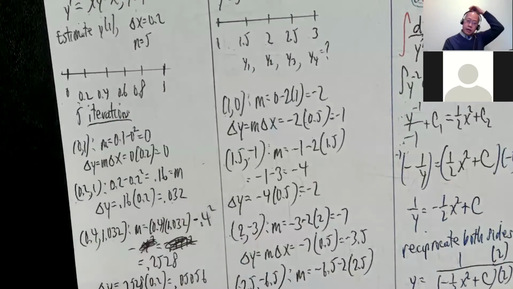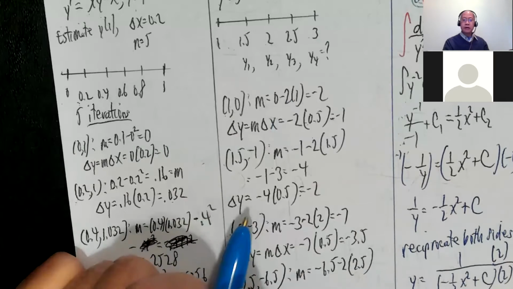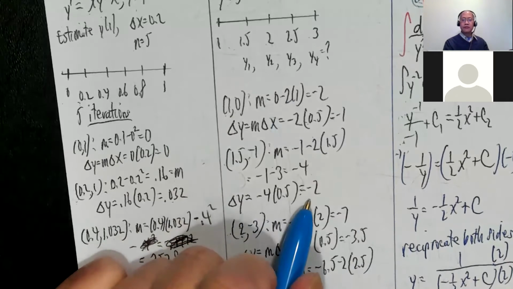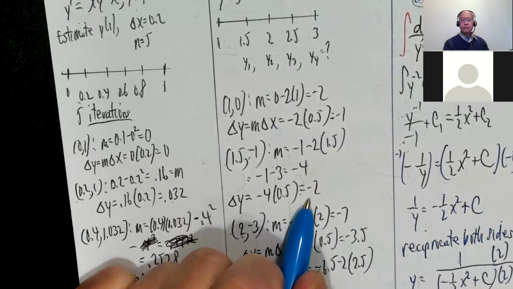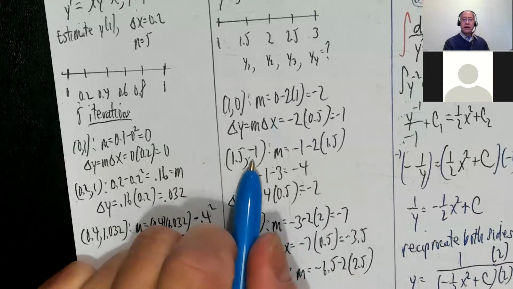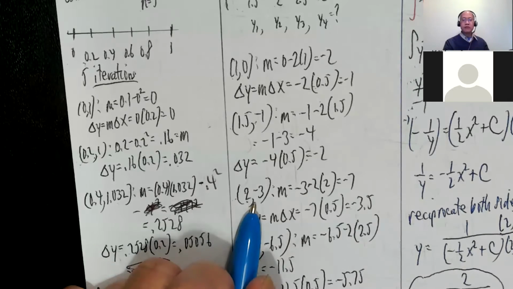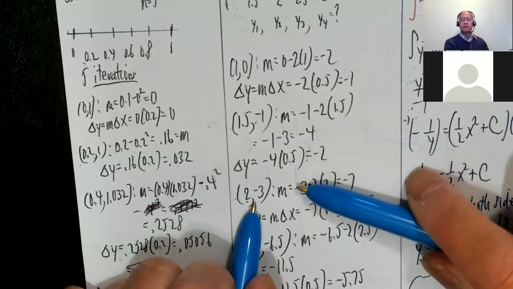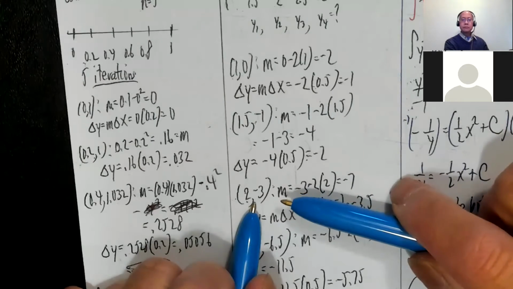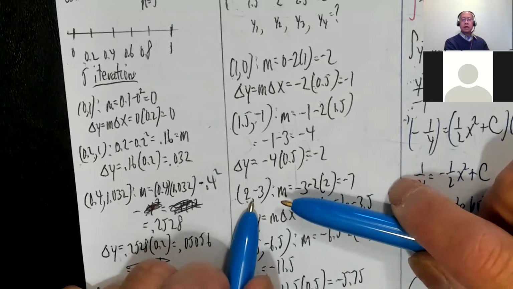All right, so delta y is m delta x again. So -4 times 0.5 is -2. So I dropped 2 units. I was at -1. If I have a delta y of -2, well, now I'm at -3. So this graph keeps falling. So 2 comma -3.